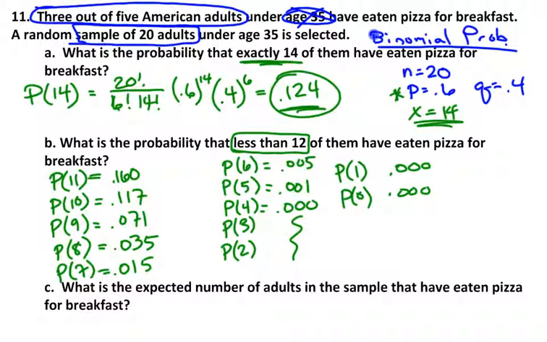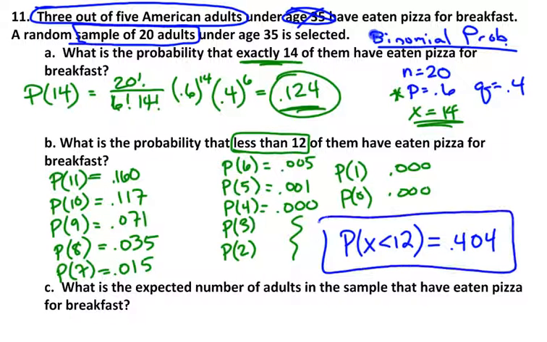And what we're going to do is add up all of these probabilities together and find out that the probability that x is less than 12 is actually equal to 0.404. And that is the answer to part B.